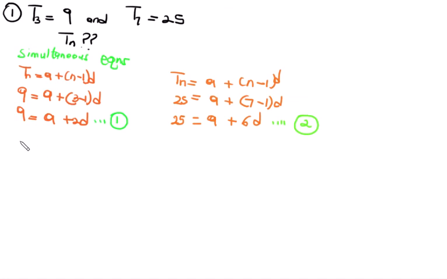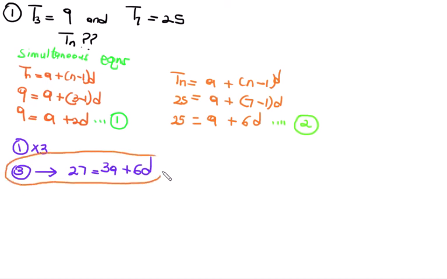So for me to eliminate d, I am going to take equation 1 and multiply it by 3 to result in equation 3, which is 9 multiplied by 3, giving 27. Okay, so 27 is equal to 3a, which is 3 times a, 3a plus 6d. Okay, so now we have equation 3, which is like this, the new equation, which we are calling equation 3.